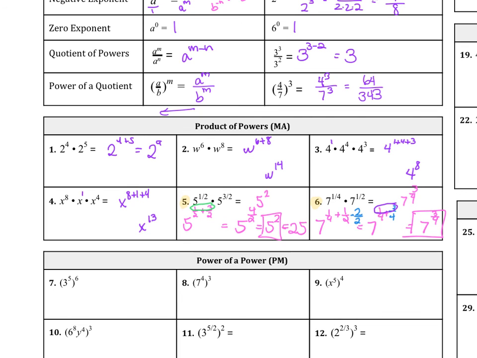Then I want you to notice I have this MA here. So when we multiply, we add the exponents.